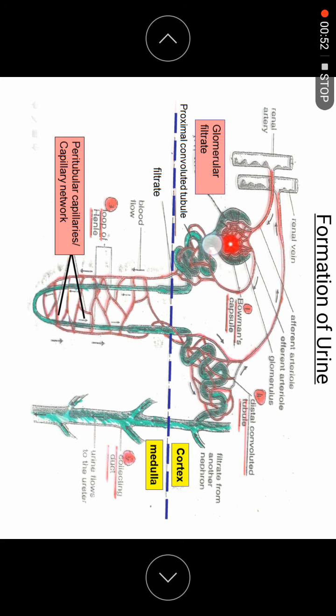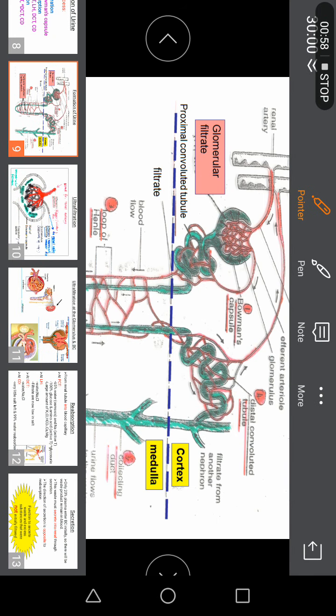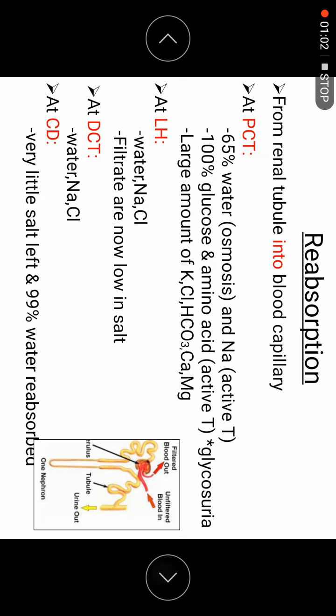Okay, so how to remove those extra, because everything is being filtered in. It's not everything that you must remove. Most of the things are still needed. We just want to remove those excess ones. So at every tubule, PCT, remember, proximal convoluted tubule, Henle, distal convoluted tubule, and then collecting tubule, there are substances that are being removed, or sorry, reabsorbed. Reabsorb means entering the blood capillary. This is to enter back to your body.